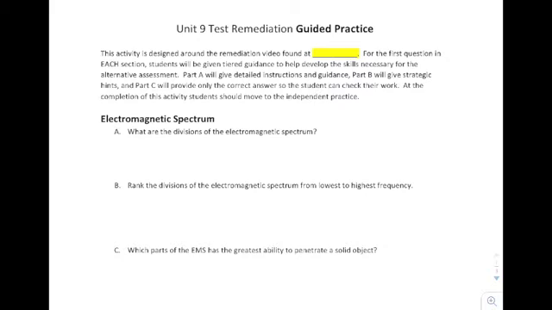Welcome to the remediation packet for Unit 9. It says, what are the divisions of the electromagnetic spectrum?